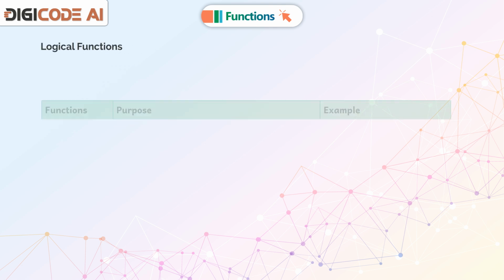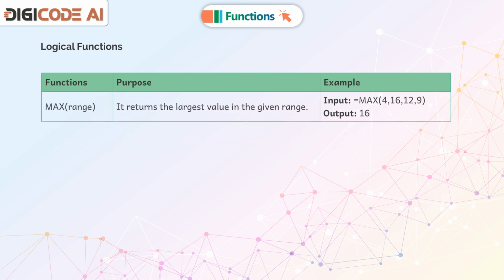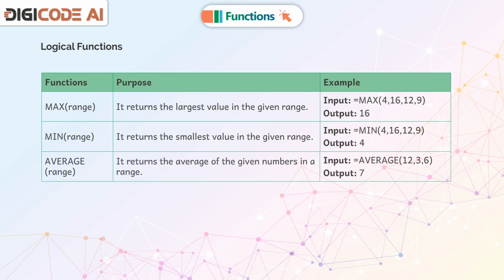Logical functions. Functions, purpose, example. Max, range: it returns the largest value in the given range. Input: =MAX(4,16,12,9). Output: 16. Min, range: it returns the smallest value in the given range. Input: =MIN(4,16,12,9). Output: 4. Average, range: it returns the average of the given numbers in a range. Input: =AVERAGE(12,3,6).